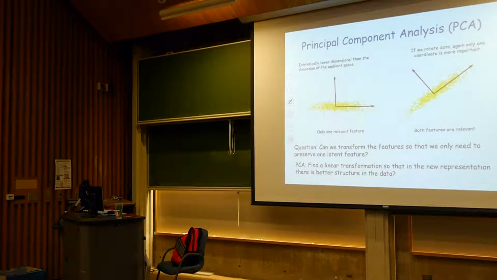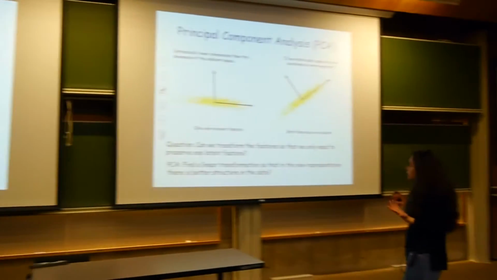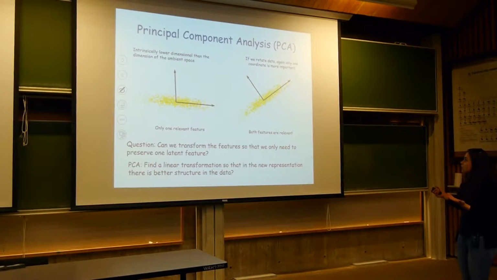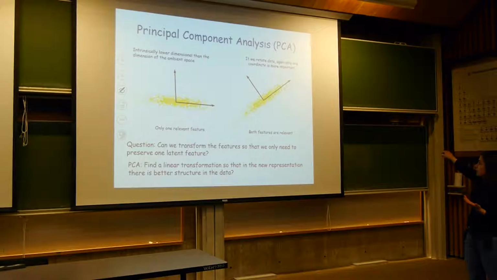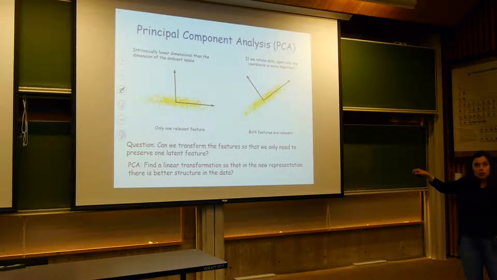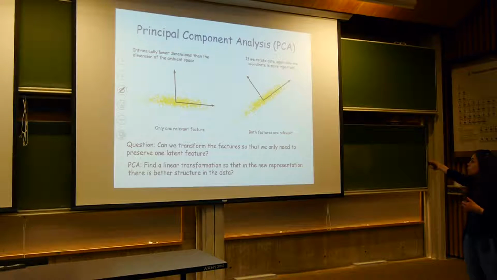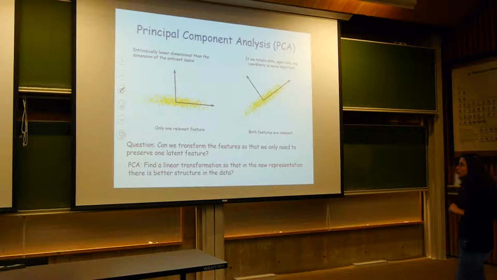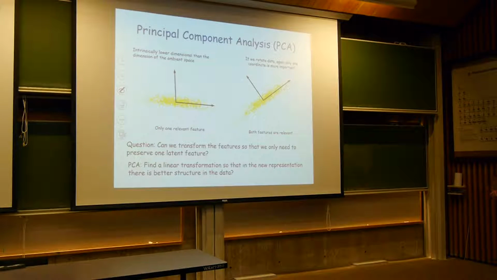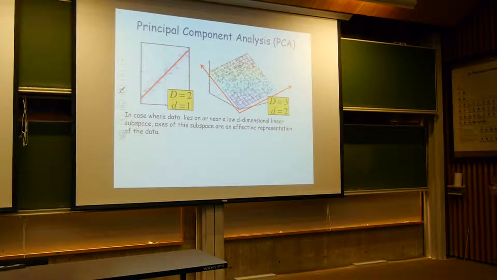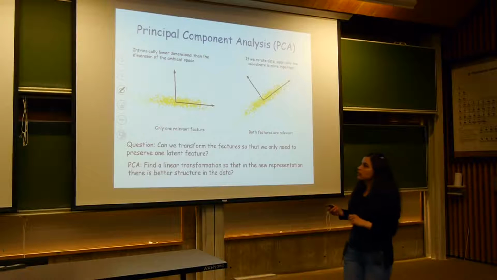And this is exactly what PCA is asking. Can we transform the original features so that, for example in this picture, we only need one feature, or one number, to store each example? More generally, what PCA is doing is finding a linear transformation so that in the new representation we have better structure, the data looks better. Before becoming even more specific, let's look at a couple more examples.